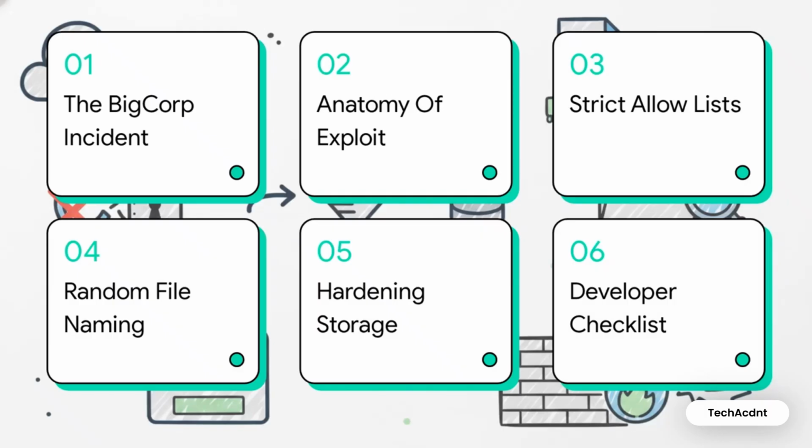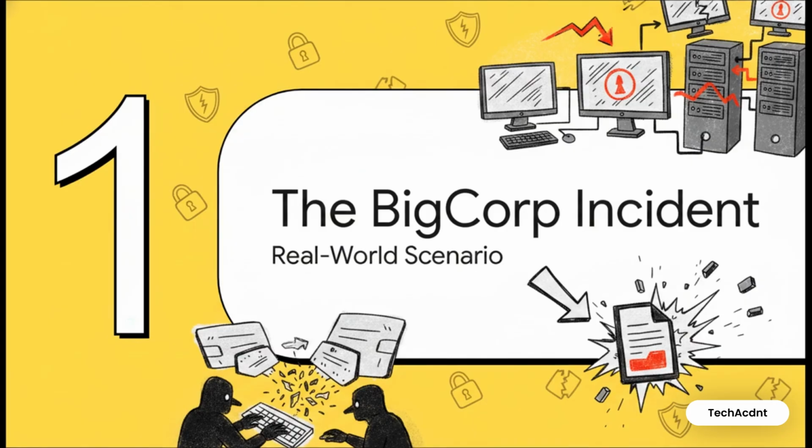Okay, let's dive into this roadmap. We're going to kick things off with a real-world scenario, the Big Corp upload incident. Then we'll break down the anatomy of the exploit itself, look at how to enforce strict allow lists, tackle secure random file naming, and figure out how to architecturally harden our storage locations. Finally, I'll hand over a battle-tested developer checklist for you to take back to your desks. So first up, Section 1, the Big Corp upload incident.